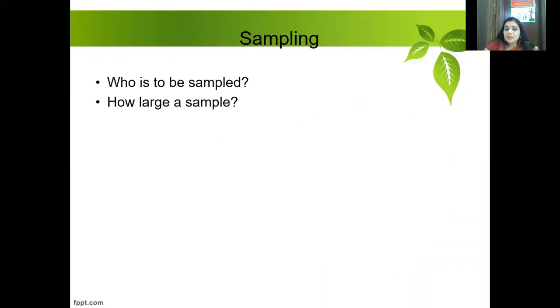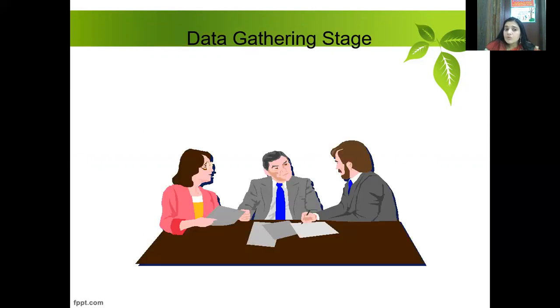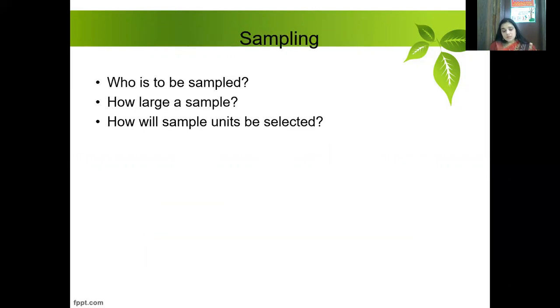Sampling: who is to be sampled, how large a sample should be, how will sample units be selected. This is very important, and it should be done very clearly, so that you get error-free results, right? So who is to be sampled? You can go with random sampling techniques, and there are some other techniques as well. We'll be reading about sampling in upcoming chapters, but still sampling is something to be decided.